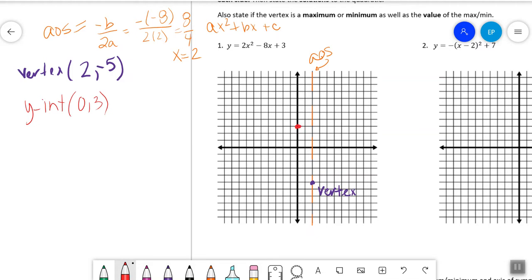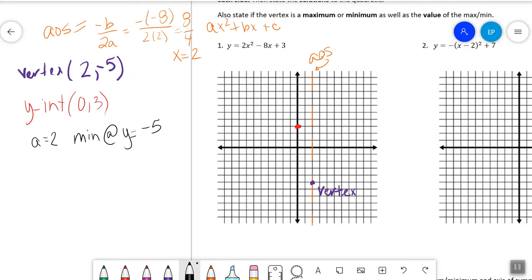The next thing I do is write down if I have a min or max. My a equals 2, which means I have a min at y equals -5. It's a minimum because my a is positive. It's at -5 because that's what my vertex value is. Remember, axis of symmetry, you have this equation. Min value, have this equation. If you don't do that, I have to mark you wrong.